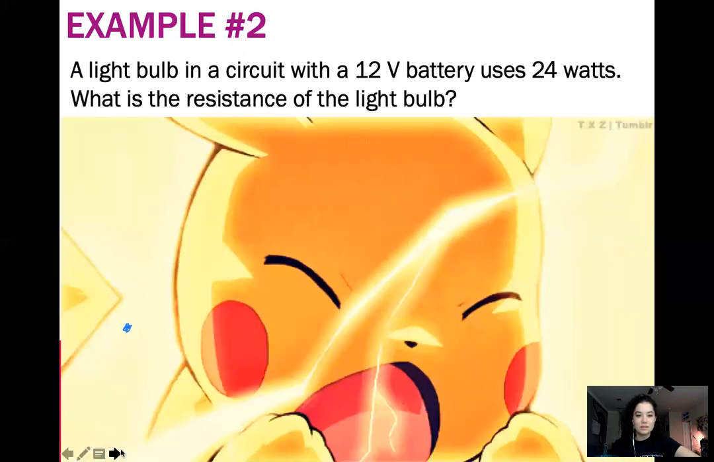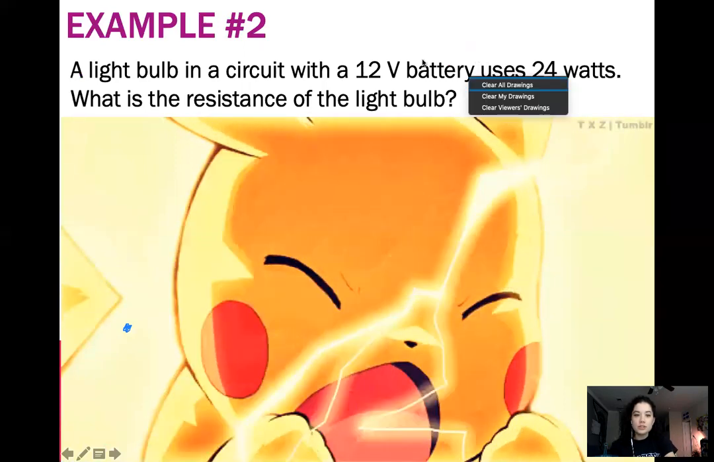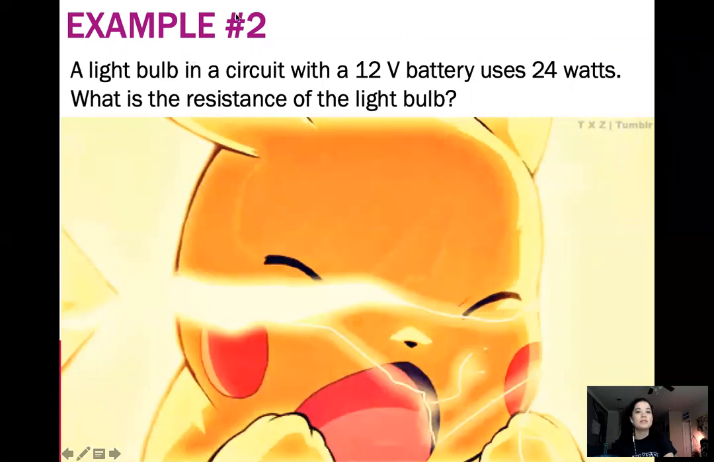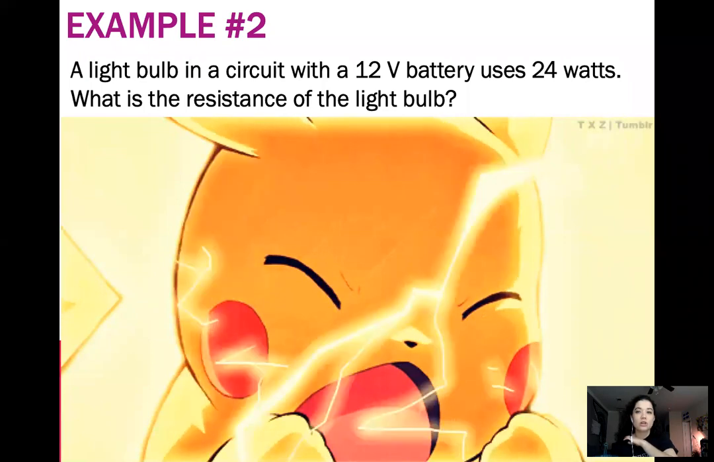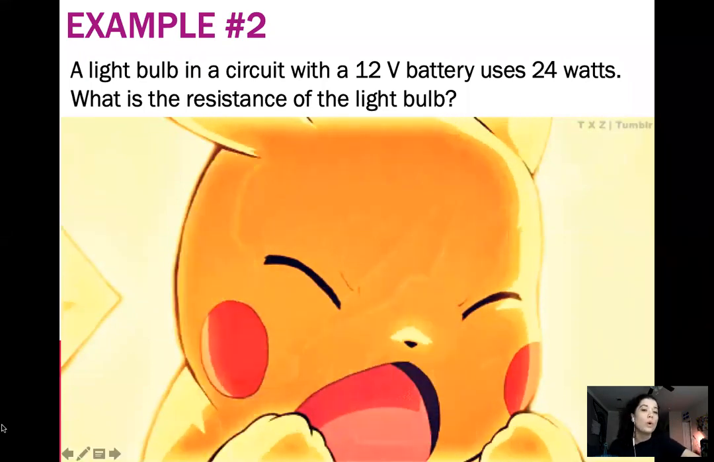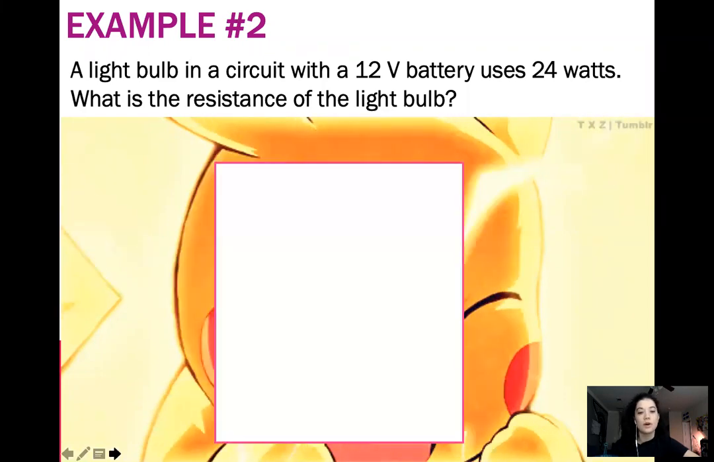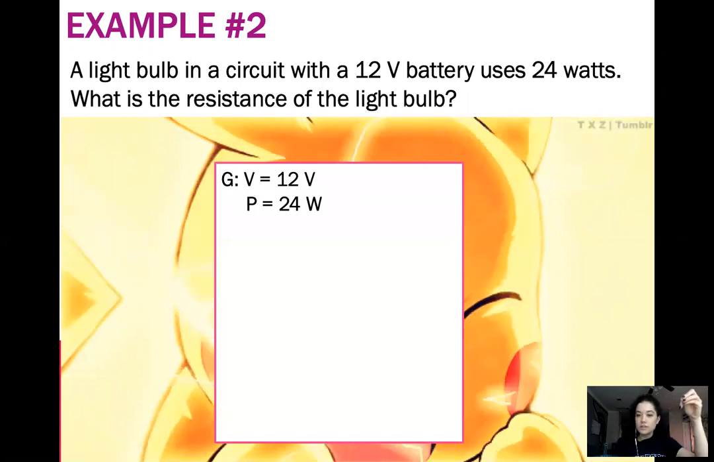All right. So let's clear off my e-notations. All right. So next problem, a light bulb in a circuit with a 12-volt battery uses 24 watts. We want to know what the resistance is of the light bulb. So working through this, our givens, it's always going to be the first thing that you list. If you're not listing your givens first, you're doing it wrong.